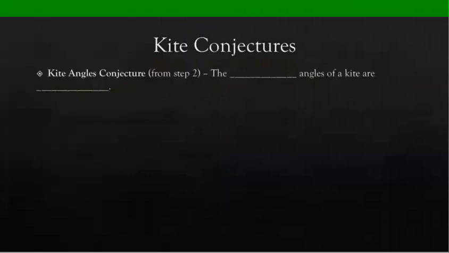In step 2, we saw that the non-vertex angles of a kite are congruent. So when you folded it over on what we would maybe think of as the top and the bottom, we saw that the angles that we had already drawn were congruent because we traced them. So we saw that those non-vertex angles were congruent.